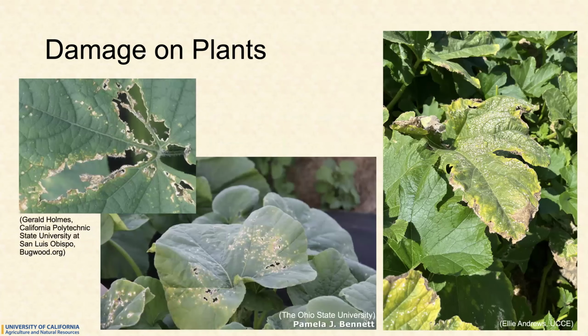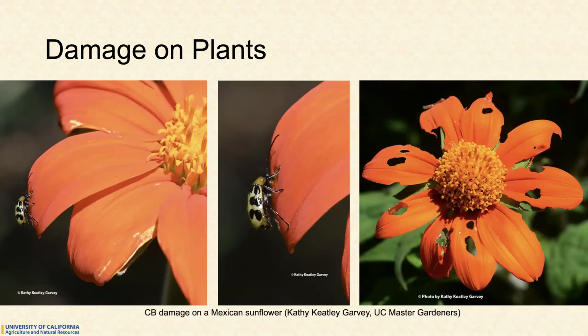And then here are some more photos of their damage. I think it's helpful to see a couple different examples of this. We see the skeletonization of leaves. This is kind of how it shows up in the field. And then here's what their damage can look like on flowers. You can see close up, we've got a spotted cucumber beetle and skeletonized flower leaves in a similar fashion.